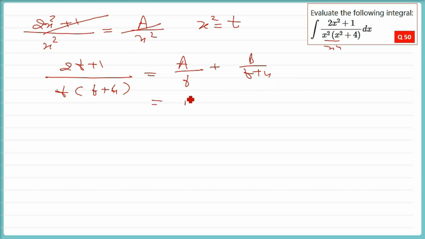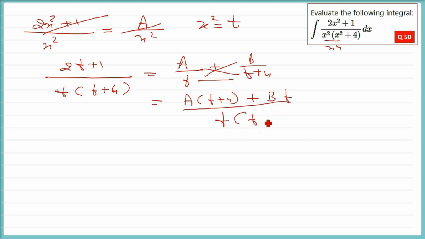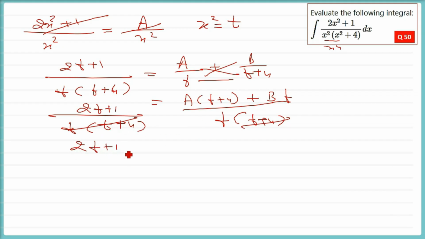This can be written as a by t plus b by t plus 4, because x square we have replaced by t without differentiation. So this will be in partial fractions, a and b will come, and then you can integrate it easily. But before integration, you have to convert this t again to x square, because x square is just a replacement. It's not differentiation.